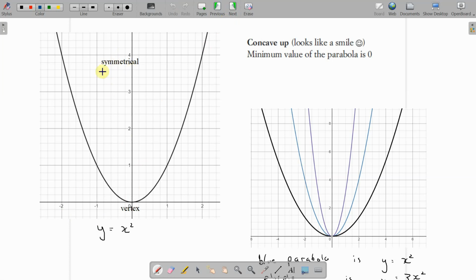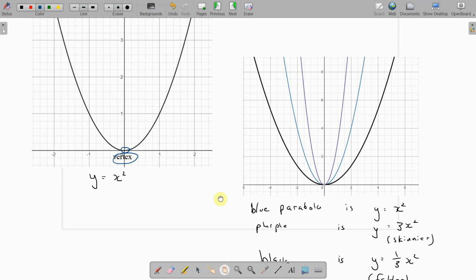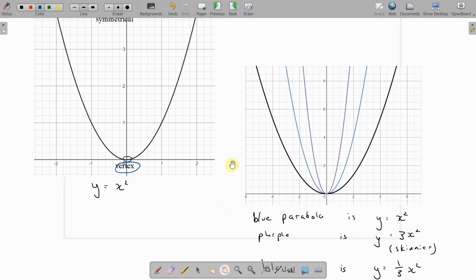So with a parabola, the fact is that it's symmetrical. This is y equals x squared done by a computer. Down here is called the vertex, and it's given a name concave up, where the shape looks like a smile, and the minimum value of the parabola is 0, which is there. And then now what we've got is this idea: what happens when we put a number before the x squared? Now this one and the blue one, the blue one going around that way, is y equals x squared.